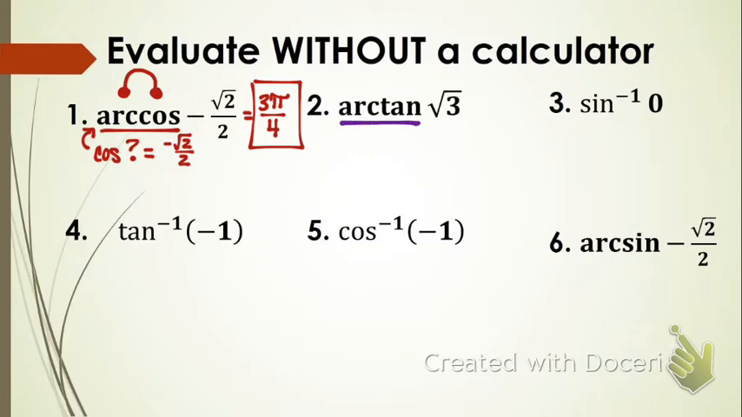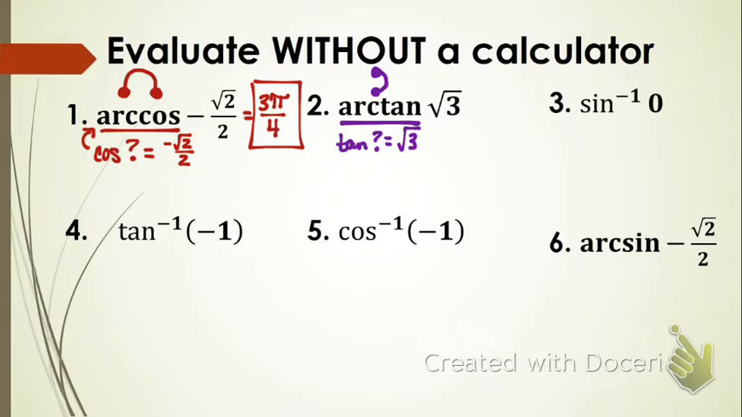Arctan. What part of the unit circle am I looking at for arctan? 1 and 4, right side. So like this. So tangent of what is equal to radical 3.